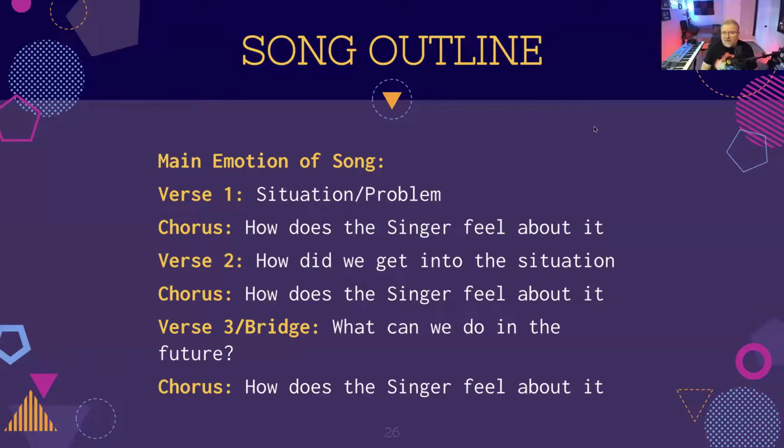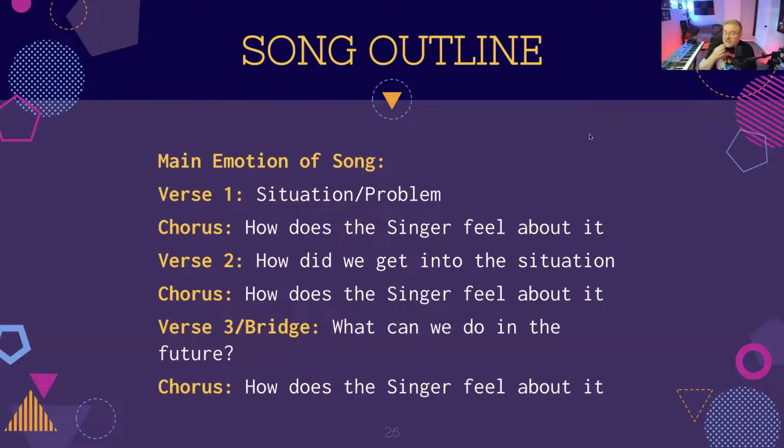presentation thing here. I have one more outline template that you can use as well, which is more of a topic driven outline. And this is more of your verse one can establish a situation or a problem. And then chorus, how does the singer feel about it? Verse two, how did we get into this situation? How does the singer feel about it? And then verse three, or the bridge, what can we do to fix it, or what can we do in the future? And then how does the singer feel about it?